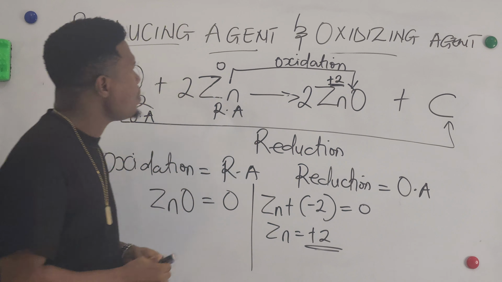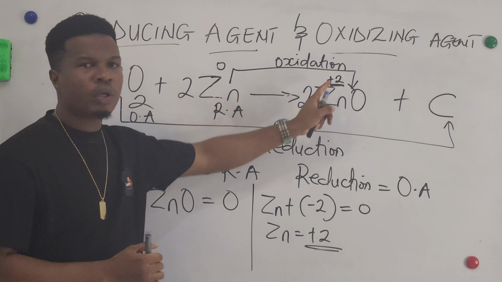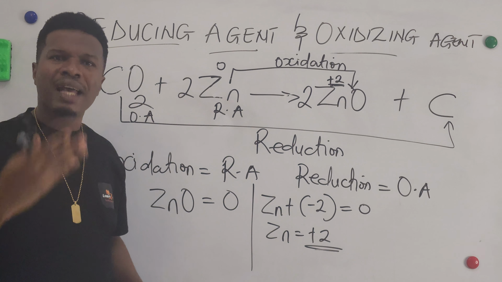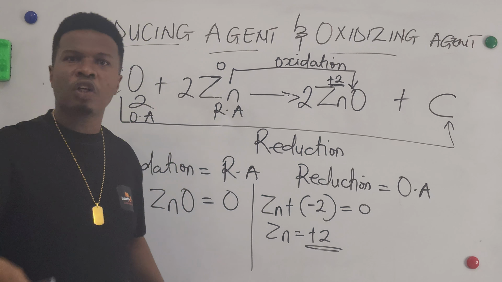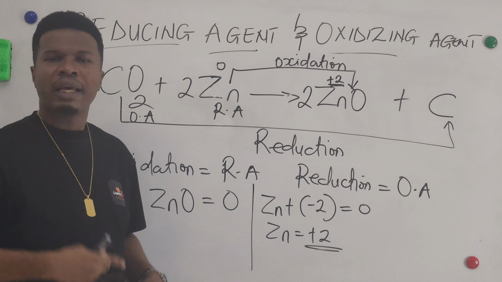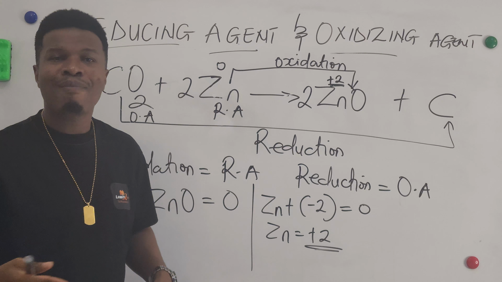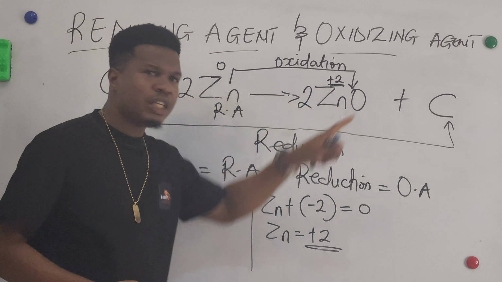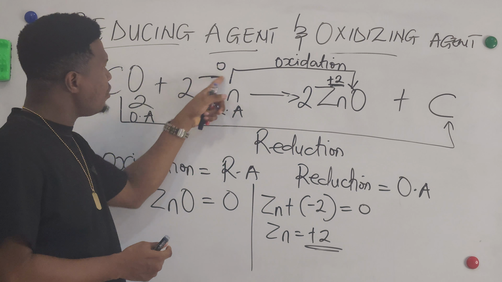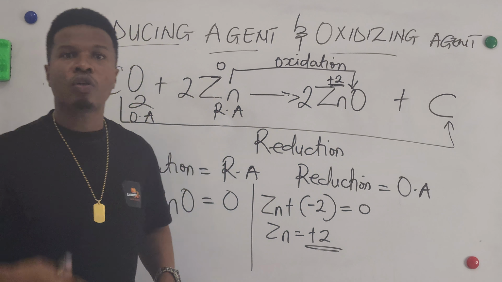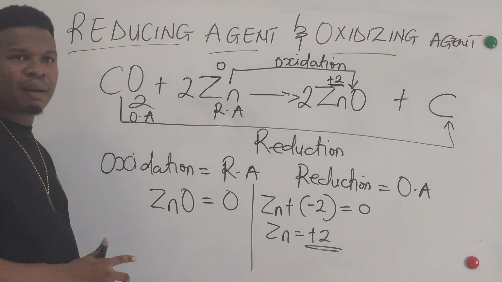So watch, something going from 0 to plus 2 is increasing, right? And we said that an increase in oxidation number is oxidation. An increase in oxidation number in the positive direction is oxidation. So because the number is increasing from 0 to plus 2, we call it oxidation.